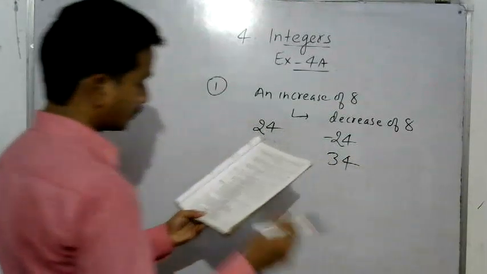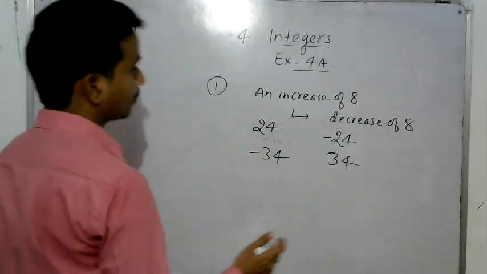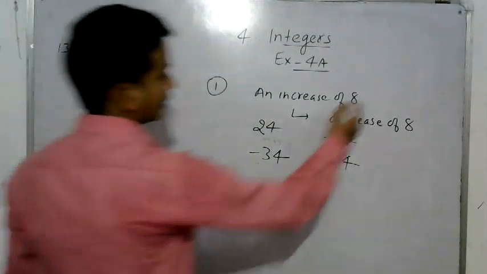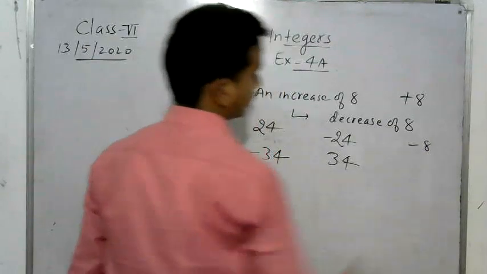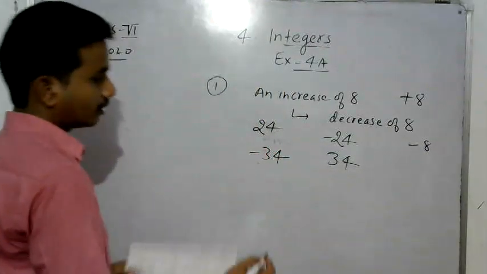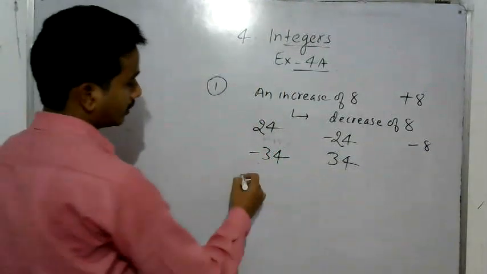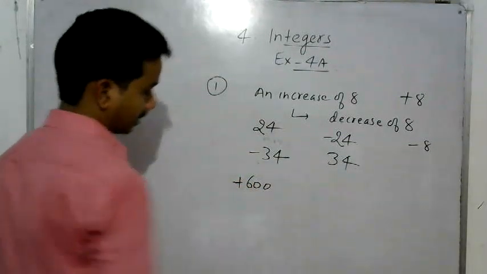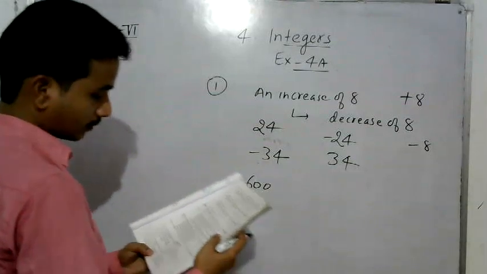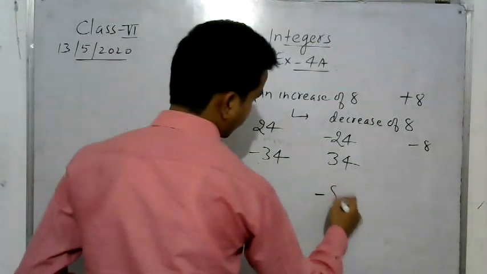In question number 2, you have to indicate the sign. An increase of 8, that is plus 8. Decrease of 8, that is minus 8. A gain of rupees 600 is plus 600. A loss of rupees 600 is minus 600. A loss of rupees 800 is minus 800.